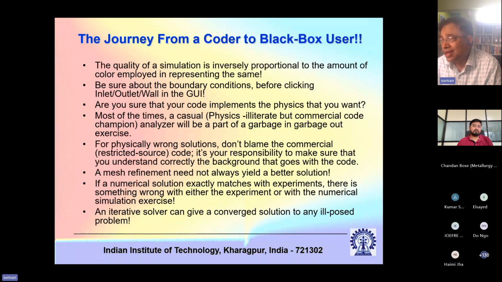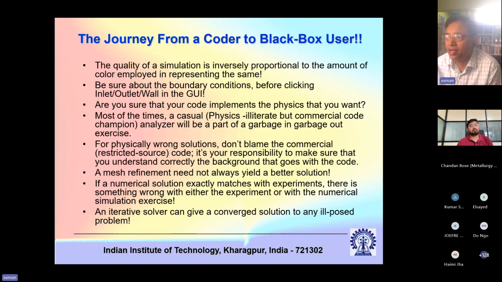It is now more dangerous because more tools are available. In our times, we were very keen to use such black box things. No way we are different from modern generation students, but we did not have much access. So we tried to develop our own things. For physically wrong solutions, therefore, don't blame a commercial or restricted source or open source code. It's our responsibility to see what is there. And many things we learn in theory will not work in practice.